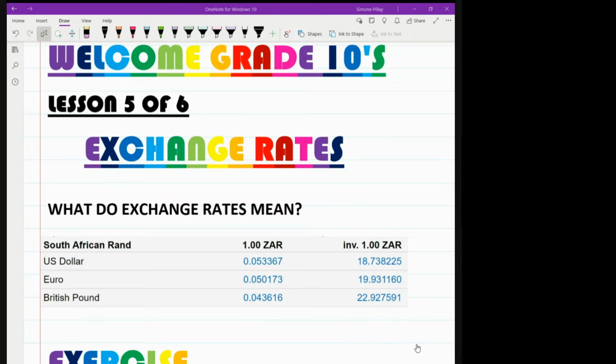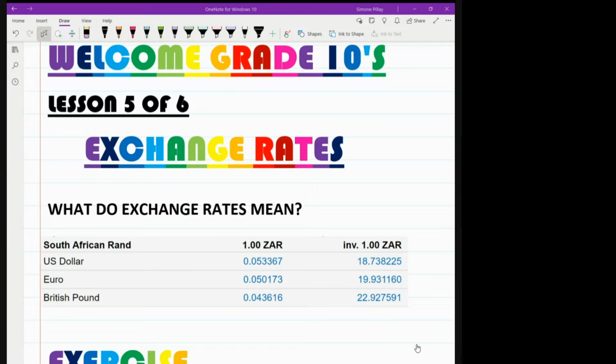Now, you might be saying, but ma'am, why is this even a thing? If I'm going to exchange rands for dollars, it's just going to be the same. But it's not going to be the same, and let me tell you why. Because each country's currency has a different value. So, South African currency, and I'm sure most of you might know, is not as highly valued as the American dollar.